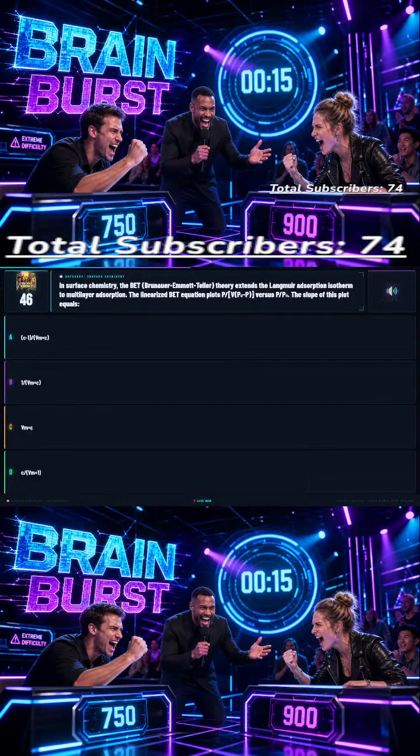Question 46. In surface chemistry, the Brunauer-Emmett-Teller theory extends the Langmuir adsorption isotherm to multilayer adsorption. The linearized BET equation plots P/V(P0-P) versus P/P0. The slope of this plot equals option A, (C-1)/(Vm times C). Option B, 1/(Vm times C). Option C, Vm times C. Option D, C/(Vm plus 1).